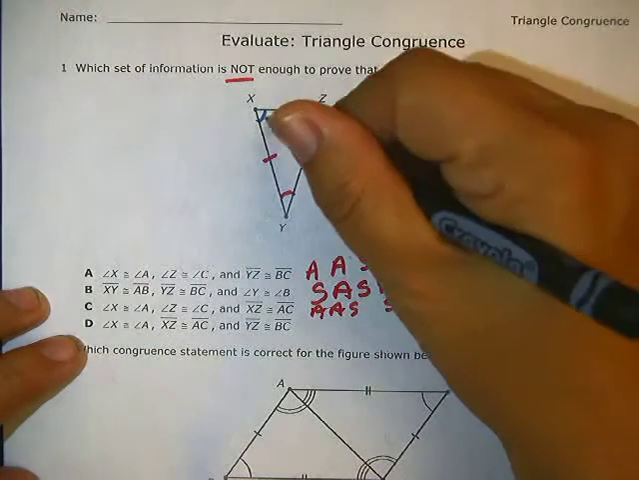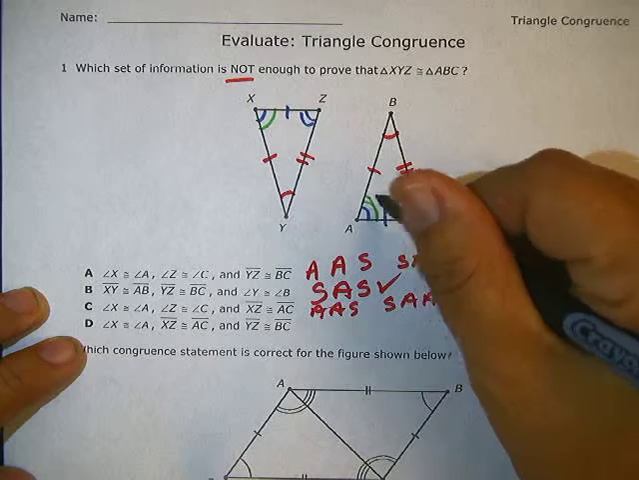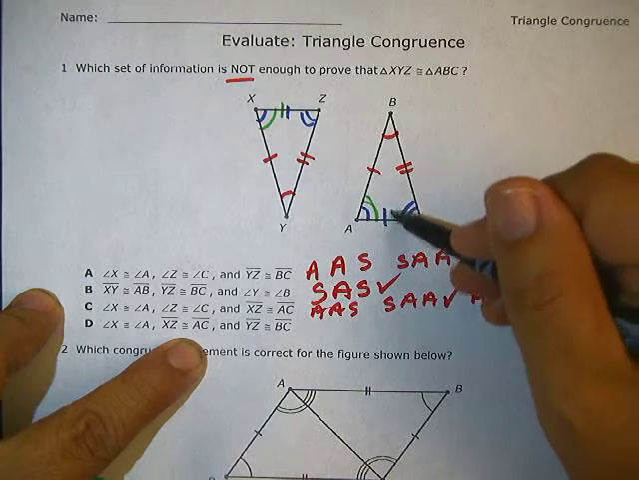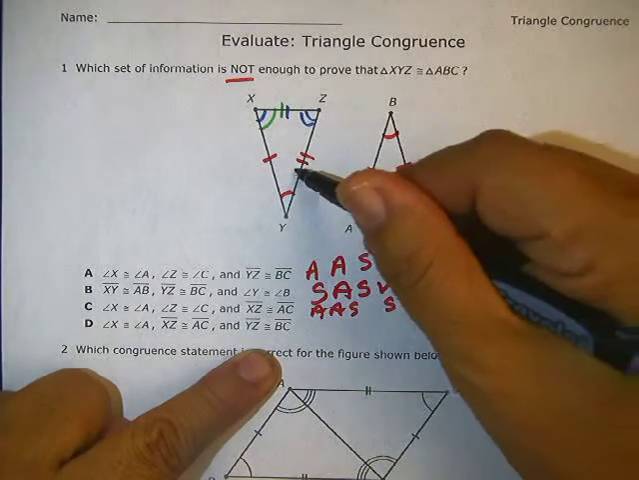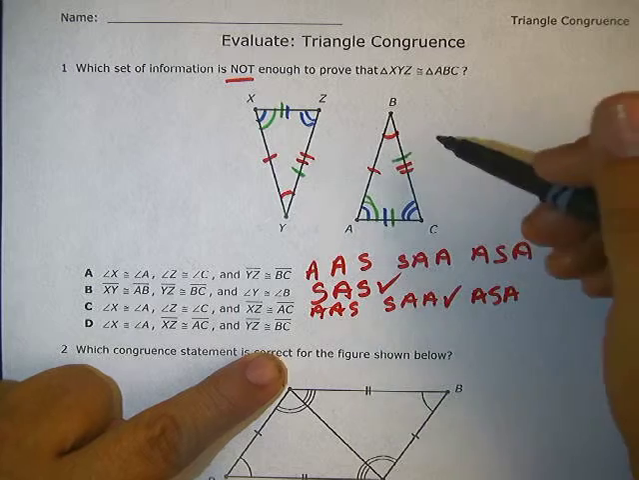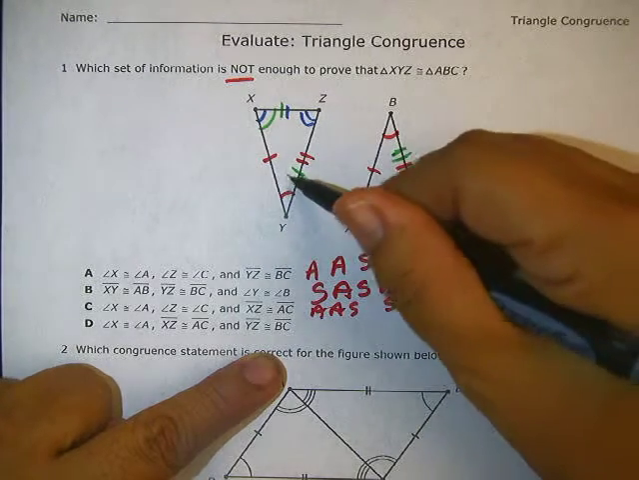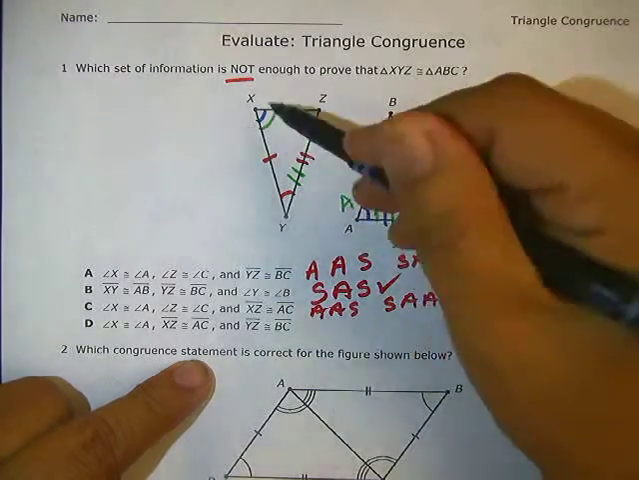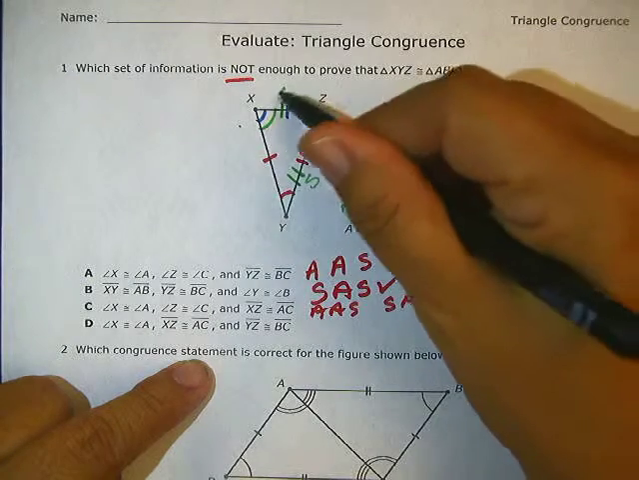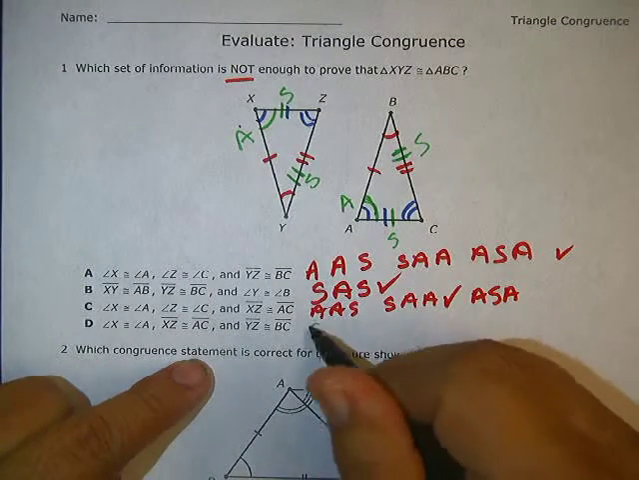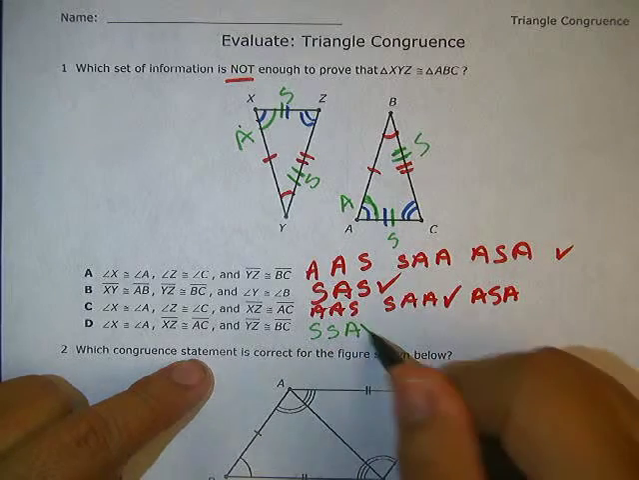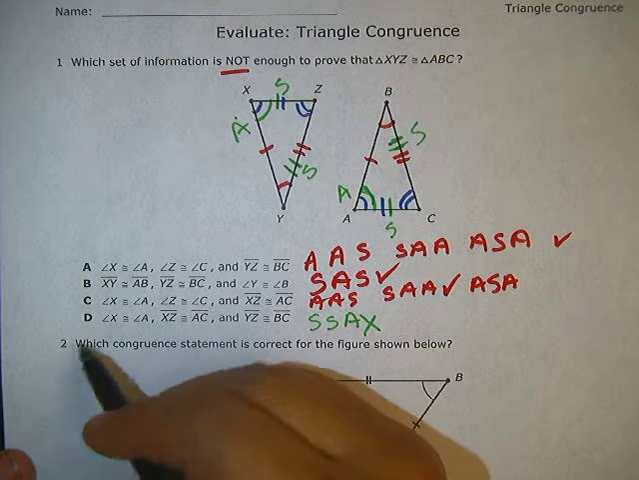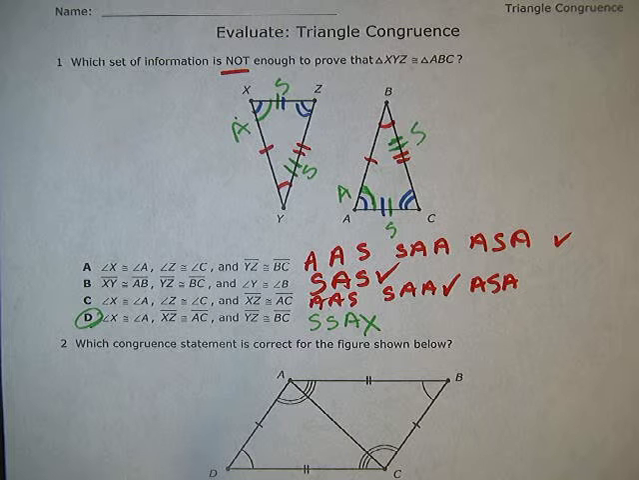So I have angle X is congruent to angle A. XZ is congruent to AC. YZ is congruent to BC. Oh, I need two marks since this is my second side. So I'm doing an angle, a side, and a side. Here we have side, angle. And when I have side, angle, we know I don't accept that one, backwards or forwards. So believe it or not, since I'm looking for the one that doesn't work, this is my correct answer.